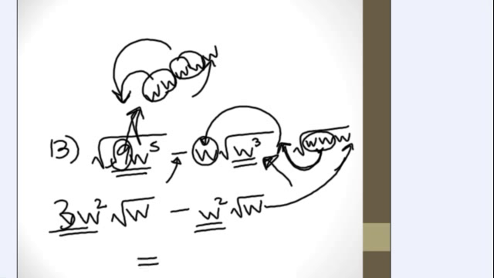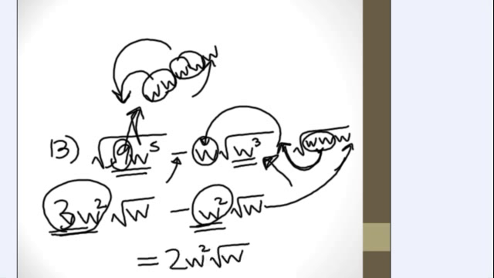So I can combine the numbers in front, because those are both being multiplied by the square root of w. So if I have 3w squared minus w squared, that's 2w squared times the square root of w. And there's my answer. And that concludes section 3.2, applying properties of rational exponents. Thank you.